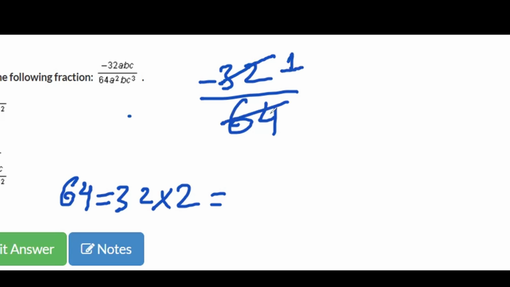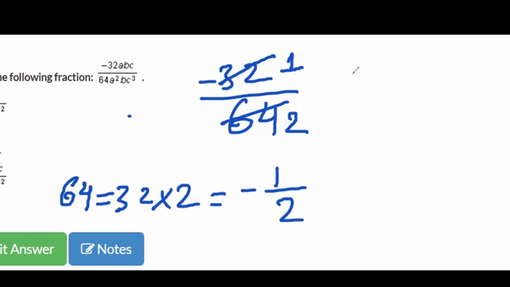And 64 divided by 32 is 2. Okay. And 32 divided by itself is 1. So actually the answer is 1/2.